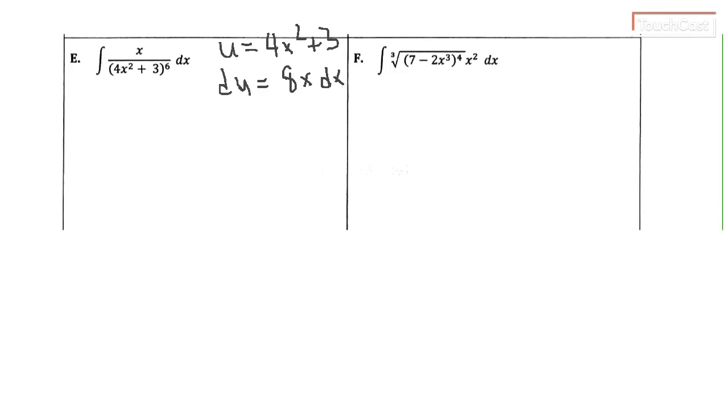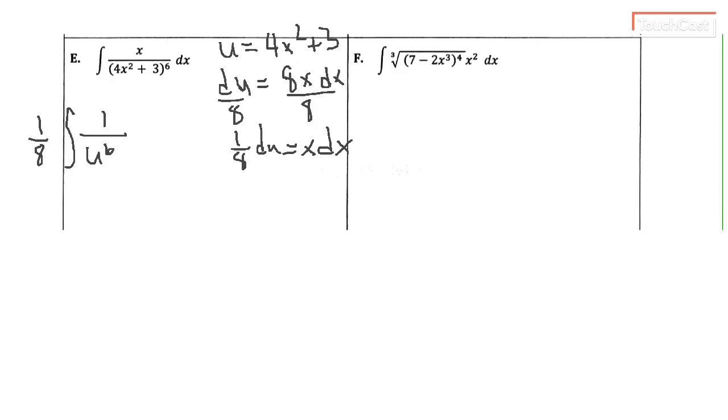Okay, but that's not in the problem. I can, though, divide by 8, just like we did in the last example, and make it 1/8 du is equal to x dx. And now we do have an x and a dx. So we can rewrite the integral. We're going to have 1/8 out in front. That's just a multiple. And then we're going to have 1 over u to the 6 du.